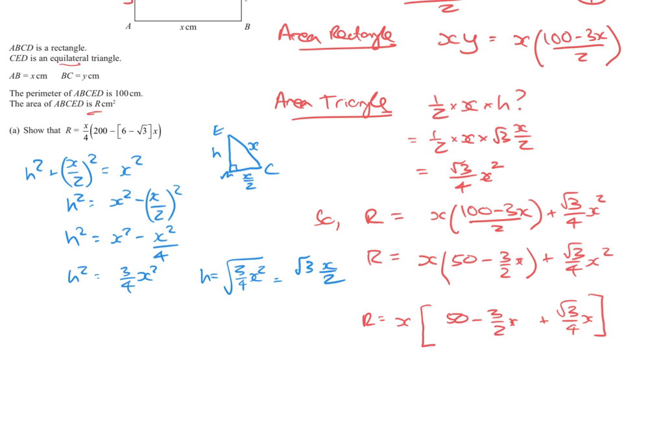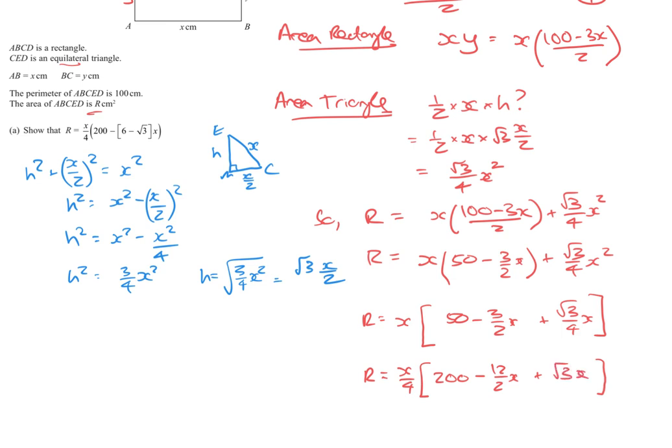Looking at the question, it has x over 4 outside of the bracket. So what I need to do now is get to a point where I have x over 4 here and see what that does to my bracket. If I take a quarter out, I've got to make everything inside 4 times as big. So I would have 200 minus 12 over 2x plus root 3x.